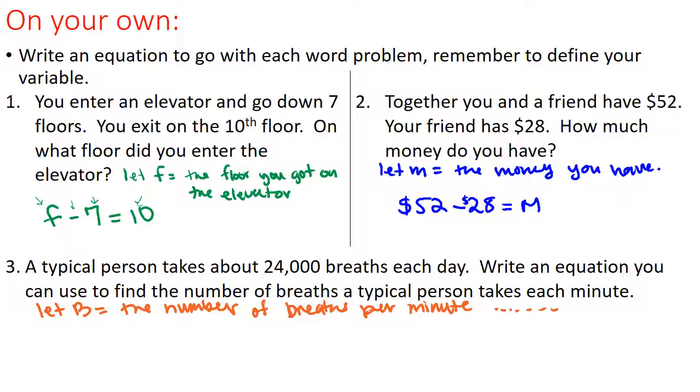So we could say, hey, I know that there are 24,000 breaths each day. I can divide that day into 24 hours. So that would then give me the 24,000 breaths divided into 24 hours, which means I would have then breaths per hour. I could then take this number and divide it by 60 to get breaths per minute, which is exactly what I want to solve for. So I could say that 24,000 divided by 24 divided by 60 would give me my breaths per minute.